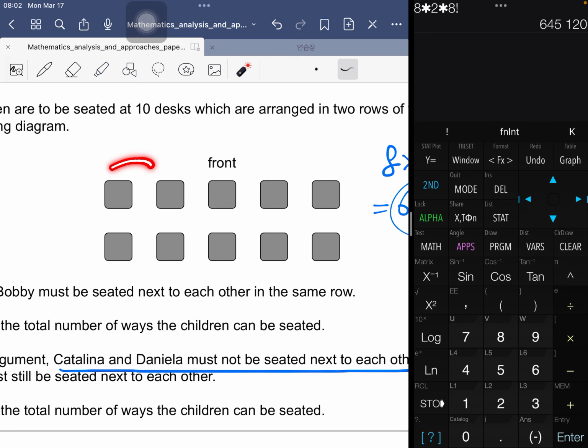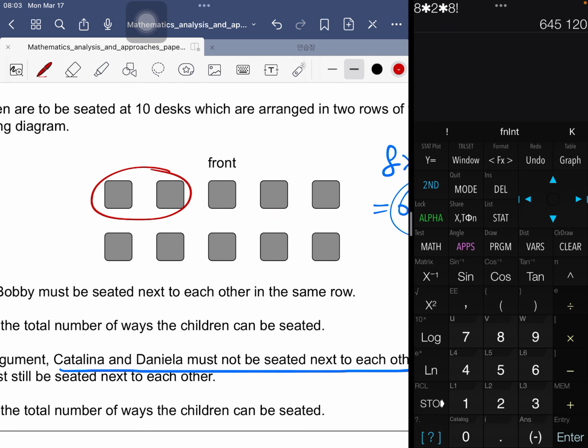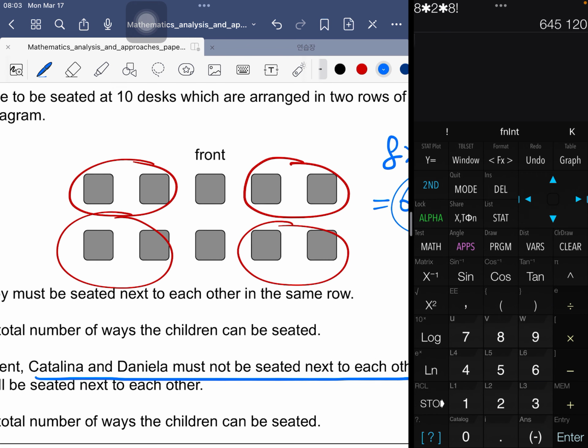If A and B sit over here, we can block seats for C and D. So for the case where A and B sit in this position, we can block the seat for C and D in 1, 2, 3, 4, 5, 6 cases. If A and B sit over here, this is also symmetrical, right? There are 6 cases. Here and here, all these 4 cases are the same.